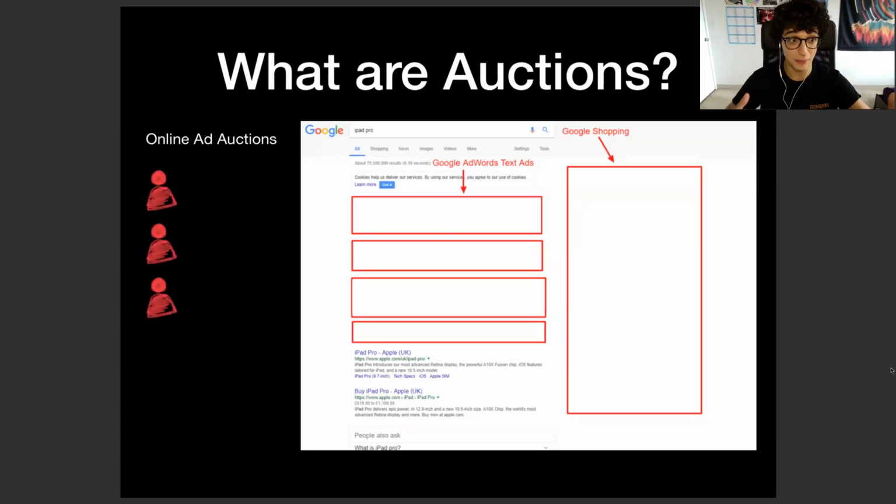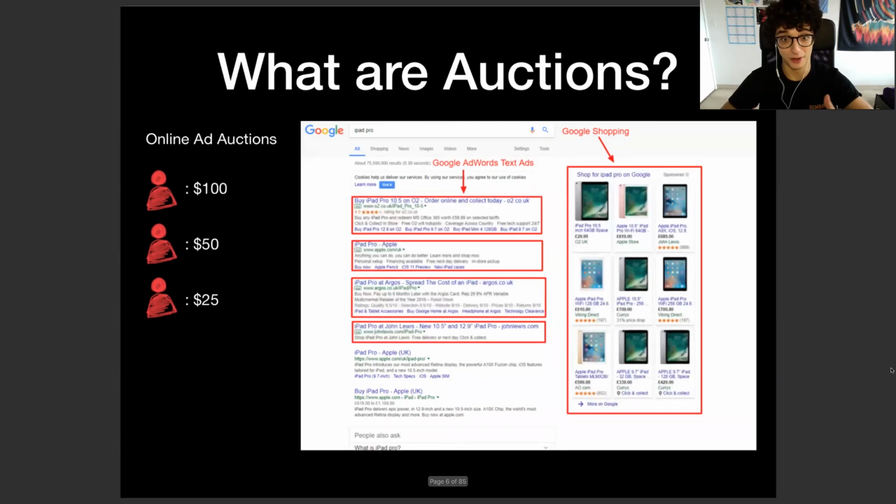You will have these automated bidders enter the auction. They will all instantaneously and simultaneously submit some bids, and based on what these bids are, we will allocate different bidders to different ad slots. And this is a gigantic industry, $140 billion in 2015.